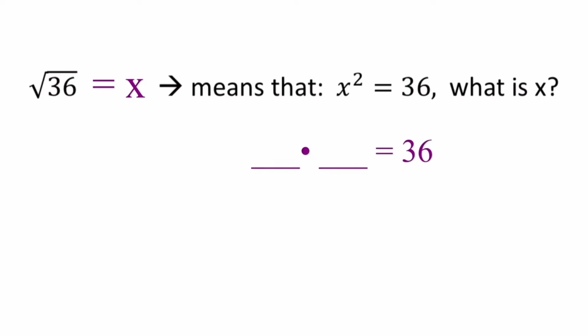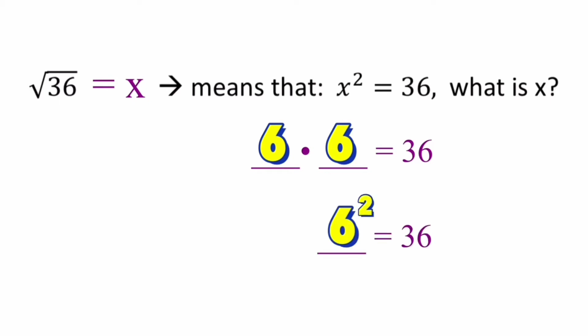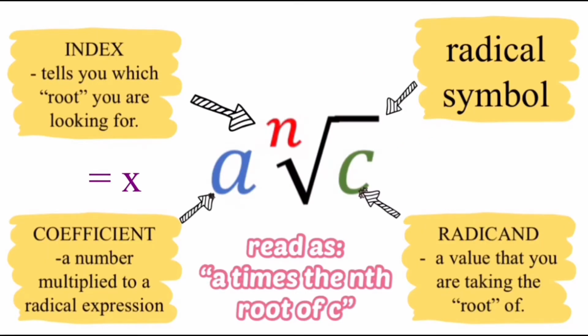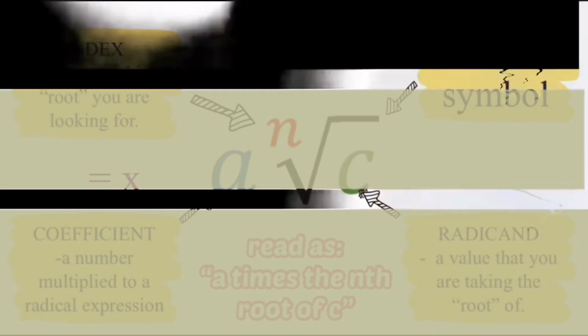Meaning if we have blank times blank equals 36, and it should be the same number, then these two numbers would be 6 times 6. So 6 times 6 is 36. And so we can go ahead and rewrite this as 6 squared equals 36. And so this tells us that our x is 6. So the square root of 36 will equal 6. So that's how we evaluate a radical expression. So these are the parts and definition of radical expressions.